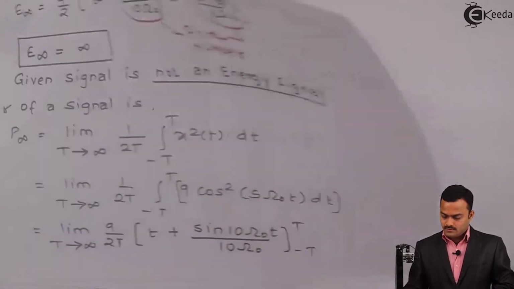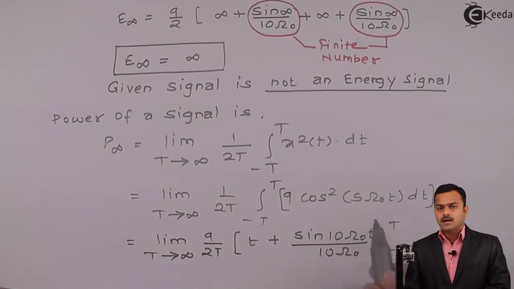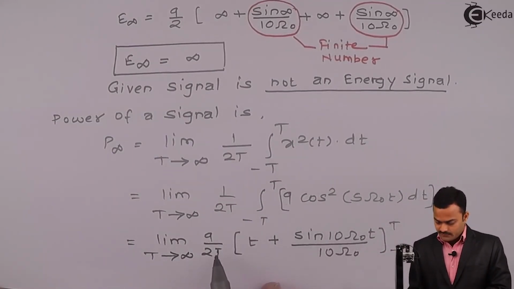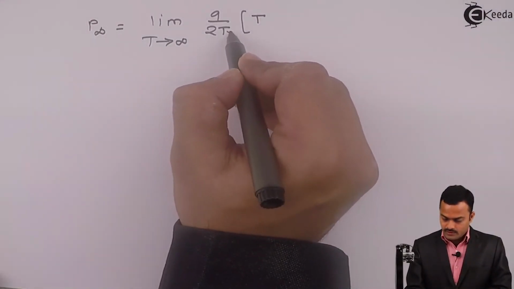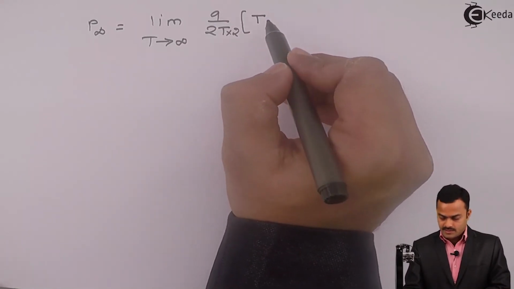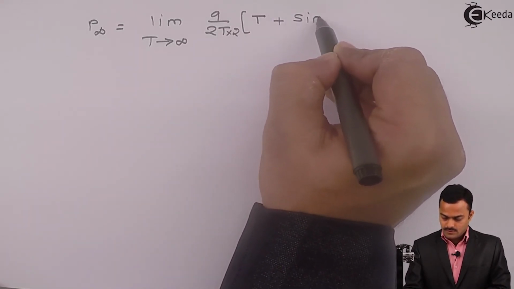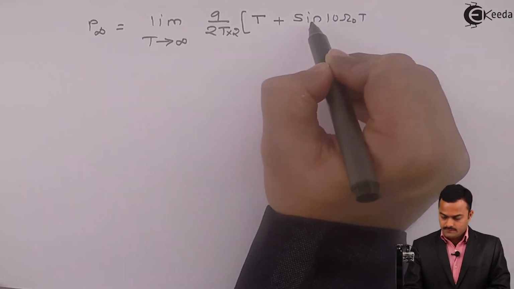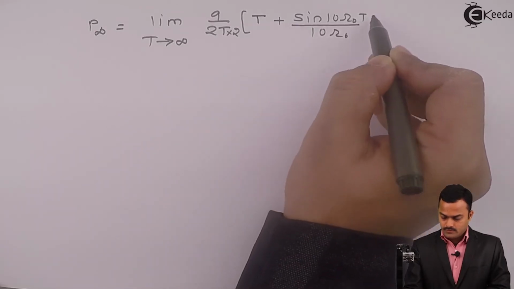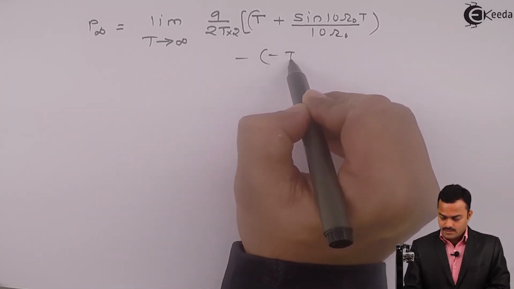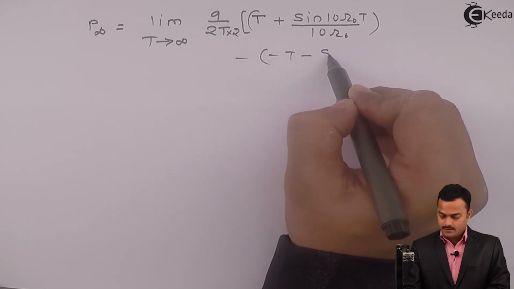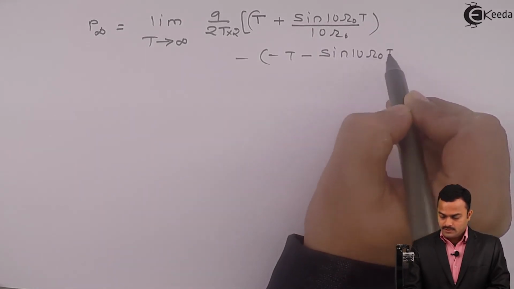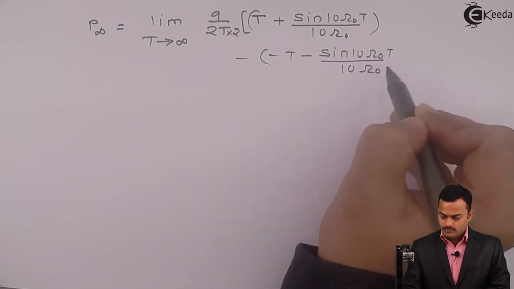One thing over here is that whenever we solve this, one more 2 will be introduced, which we need to take over here. So it is 9 upon 2T multiplied by 2. In the end, limits applied are T plus sine 10 omega 0 T upon 10 omega 0, minus minus T, because there is a minus T term present, and the sine of a minus angle is minus sine of the angle. So minus sine 10 omega 0 T upon 10 omega 0.